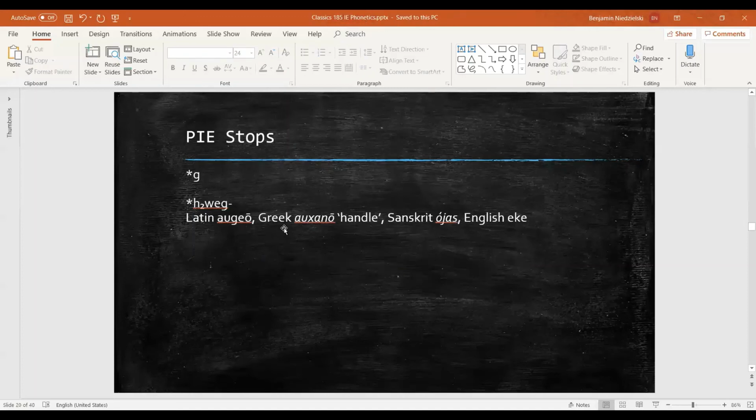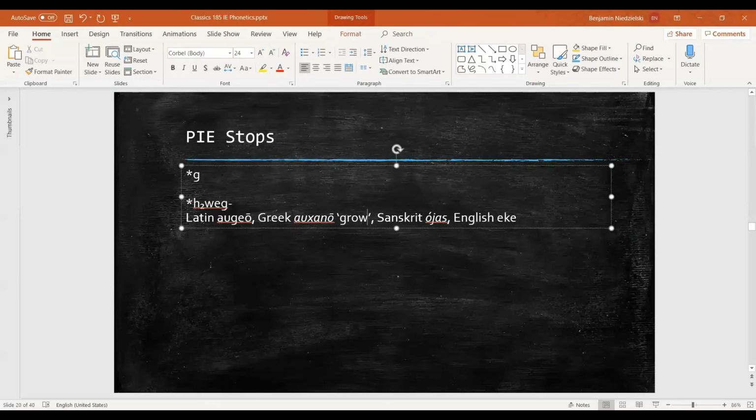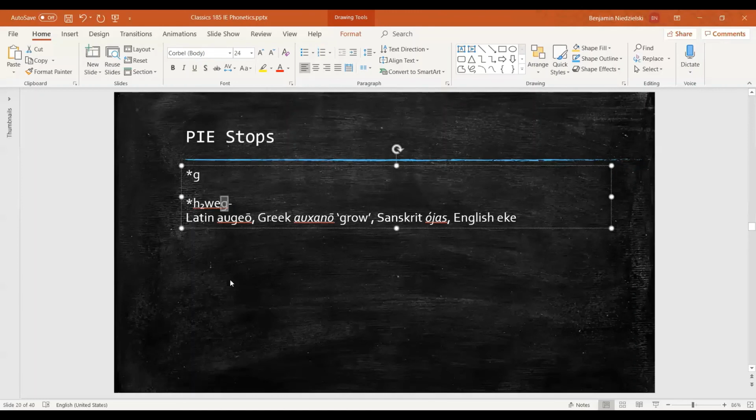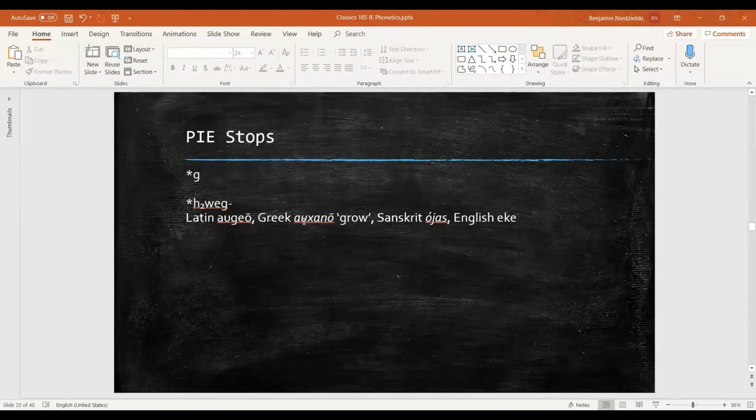Finally, let's look at the voiced version of this, g. This root means grow, generally. We have Latin augeo, Greek auxano, which does not mean handle, but does mean grow. Sanskrit ojas, or something like that. And English eke, or eek in modern English. So here, our g is at the end, but we end up with a g in Latin. We'll come back to this Greek in a moment. This looks a little bit different. This Sanskrit, though, is not a g, that's a j. And this English comes out as Grimm's law says it should, to a k.